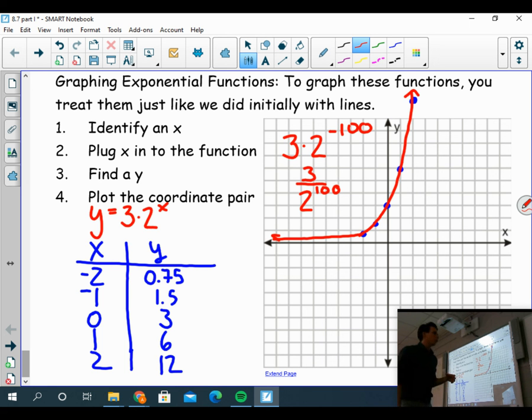Guys, thank you for watching part 1. Hopefully this makes sense. Again, what you should be walking away with is the general form of an exponential function. How do we evaluate exponential functions when given specific x values? How do we create exponential functions in real-world scenarios? And finally, how do we graph exponential functions?